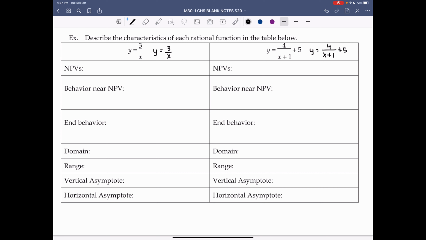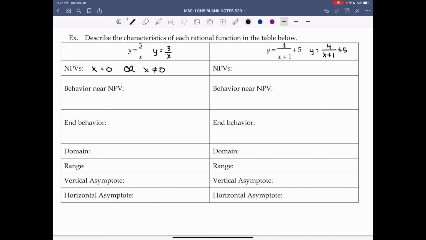Non-permissible values. So what makes the bottom equal to 0? Well, this one's just x on the bottom, so our non-permissible value would be x equals 0. You can also write x not equal to 0. It doesn't really matter. We're just saying that those are the values for x that are not allowed. So whether you write it as the non-permissible value is x equals 0 or x cannot equal 0, I don't care.